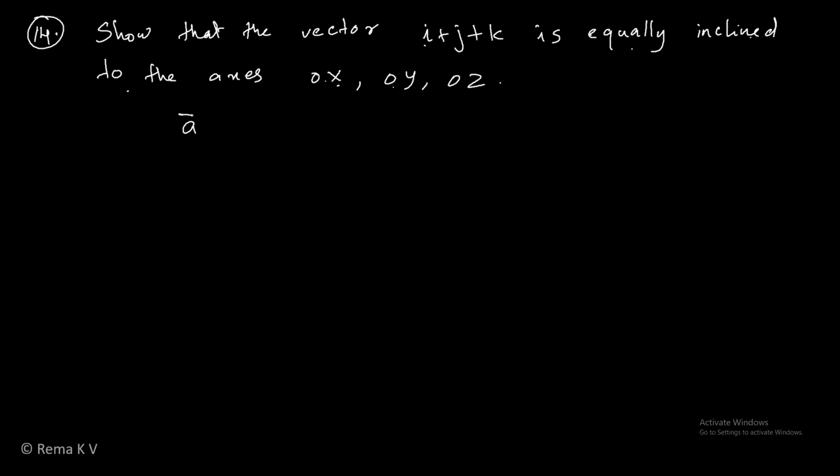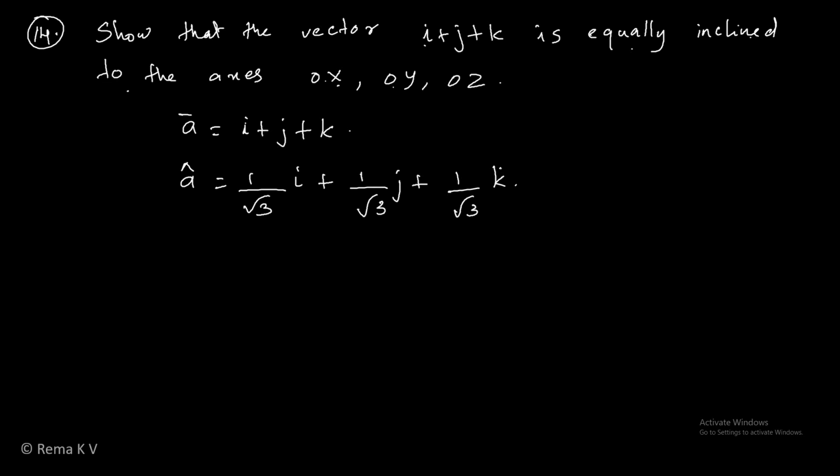So the vector is given by i plus j plus k. We can find the direction cosines. To find the direction cosines, it is 1 by root 3 i plus 1 by root 3 j plus 1 by root 3 k. Since this vector is of magnitude 1, the direction cosines are 1 by root 3, 1 by root 3, 1 by root 3.